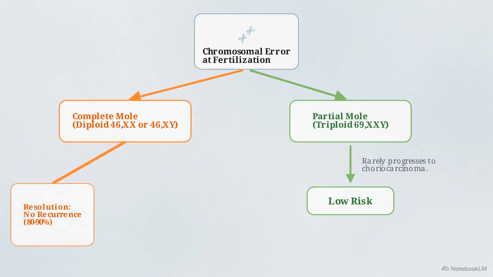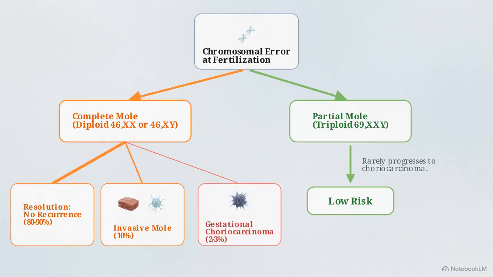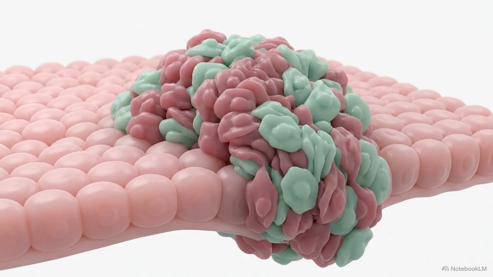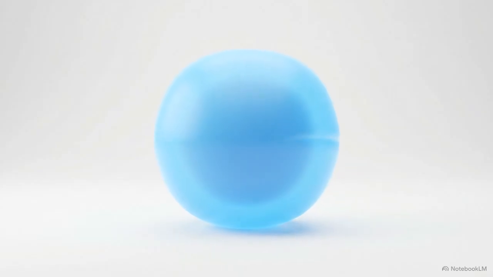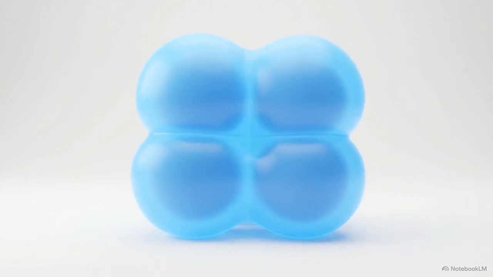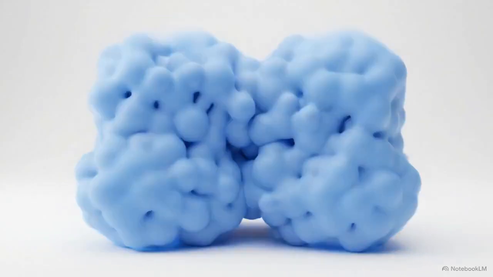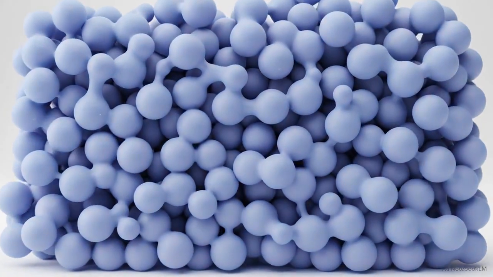80 to 90% resolve with no recurrence. 10% progress into an invasive mole, invading the uterine wall. Critically, 2 to 3% transform into gestational choriocarcinoma. Choriocarcinoma is a rare but highly aggressive cancer originating from the gestational chorionic tissue. The chromosome count at fertilization determines the cellular architecture, the lab results, and the patient's ultimate probability of developing a deadly carcinoma.